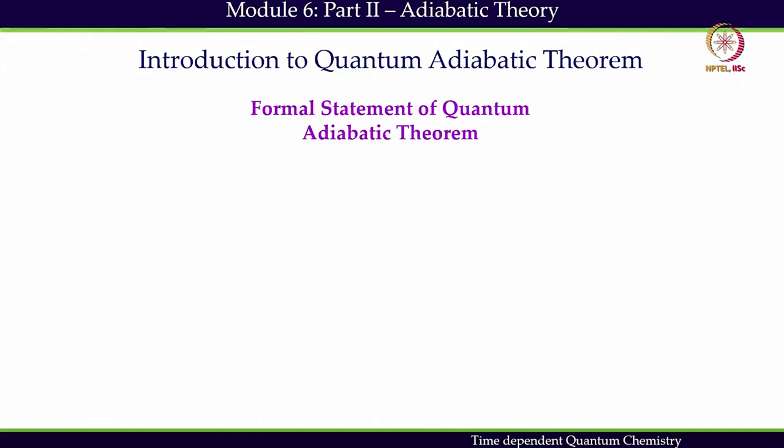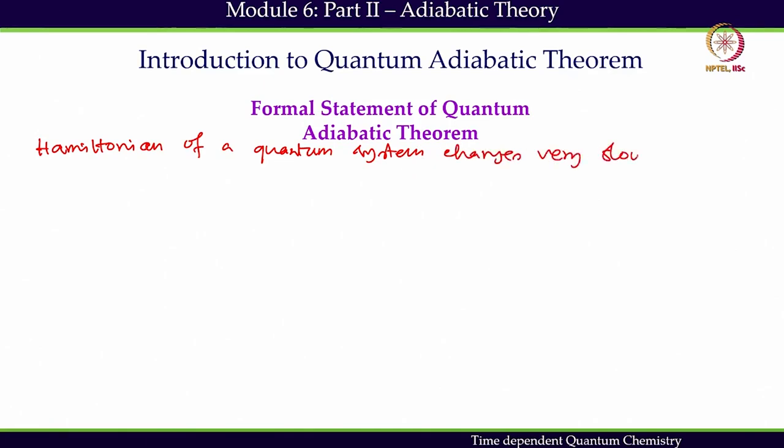So, we'll write down the formal statement of the quantum adiabatic theorem. Under the quantum adiabatic theorem, the Hamiltonian of a quantum system changes very slowly with time from an initial form, which is H0, to a final form HT, during which this adiabatic process occurs.